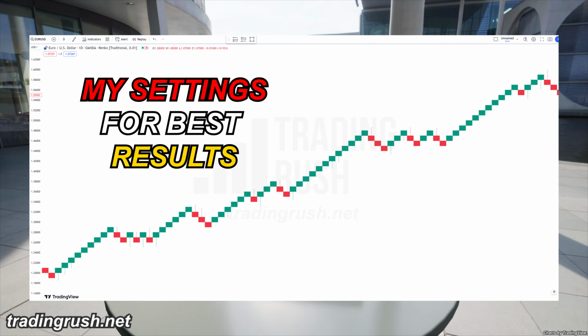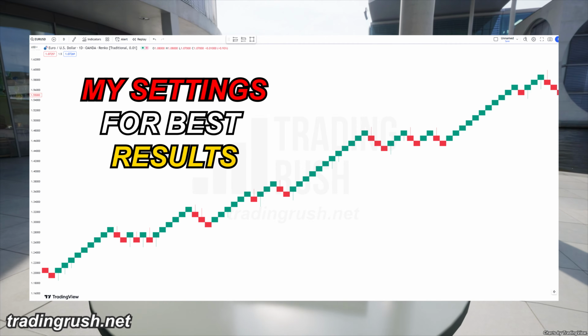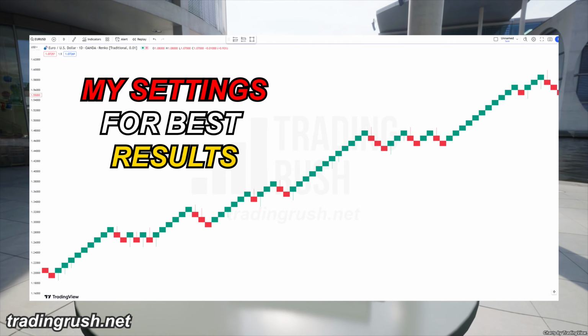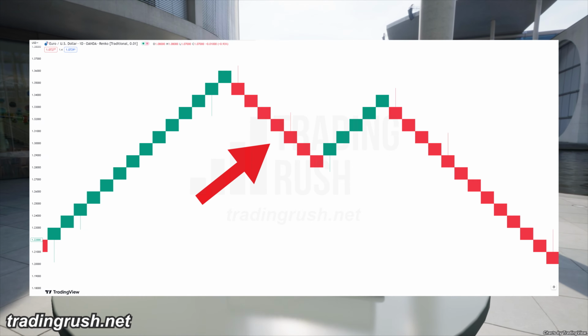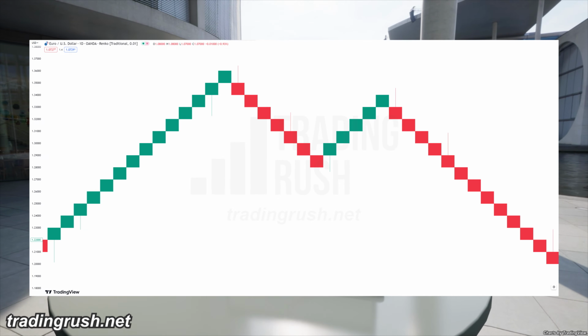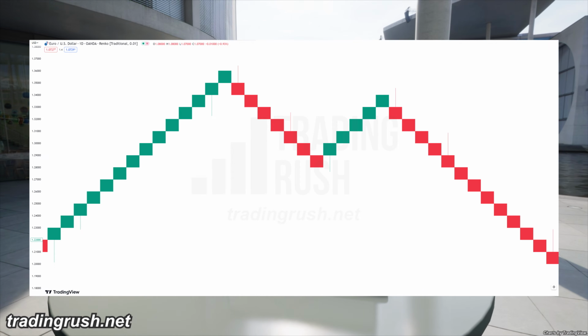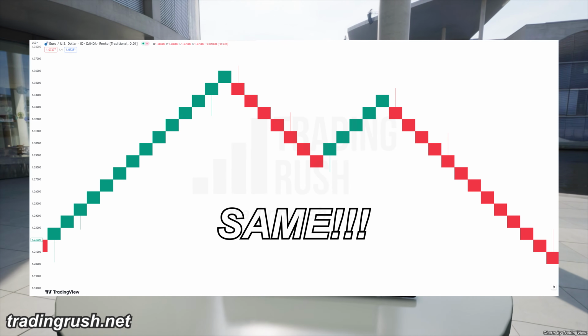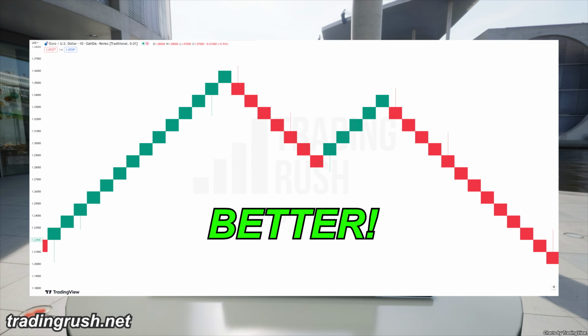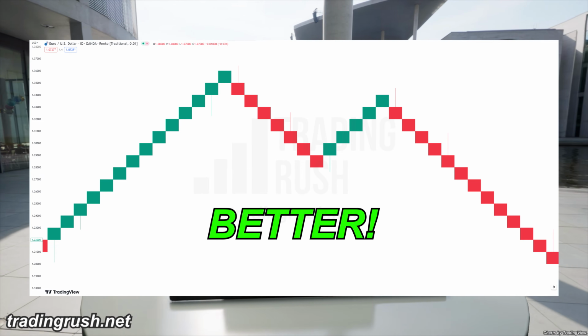Before we look at my best methods, it is very important to see my Renko bar settings and how Renko bars actually work. Renko charts look like this. In simple words, they are red and green boxes moving up and down. Compared to candlestick charts, where each candle varies in size, all boxes in a Renko chart are the same. This makes it simple to see what's happening with the price.